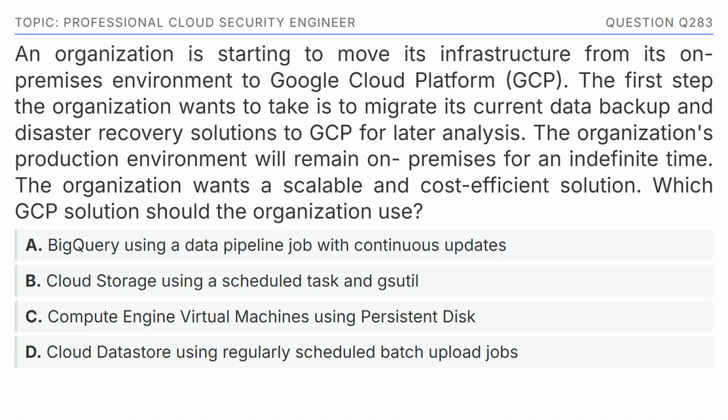The options are: Option A, BigQuery using a data pipeline job with continuous updates. Option B, Cloud Storage using a scheduled task and gsutil. Option C, Compute Engine virtual machines using persistent disk. Option D, Cloud Datastore using regularly scheduled batch upload jobs.